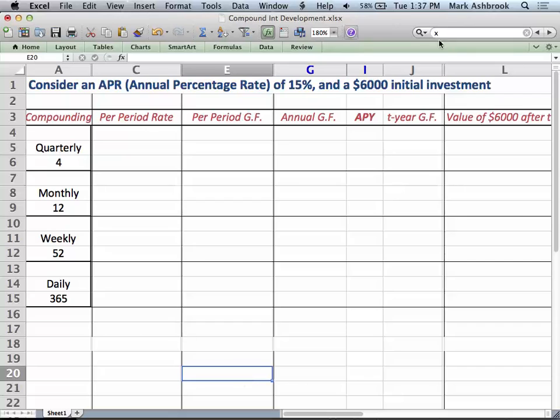So here's an APR of 15% with quarterly compounding. With quarterly compounding, we're going to chase this out here. So what would my per period rate, in this case per quarter rate, be with an APR of 15% and quarterly compounding?